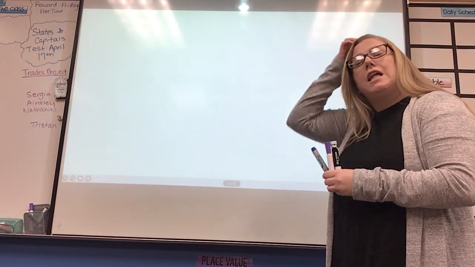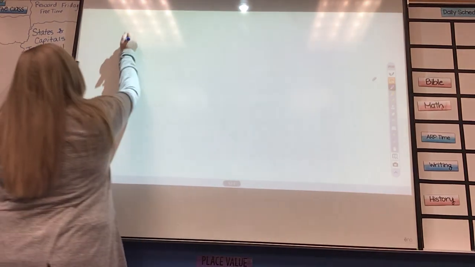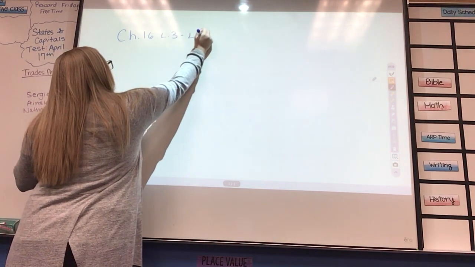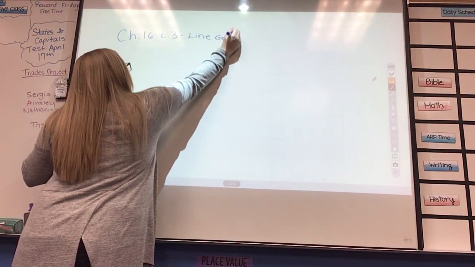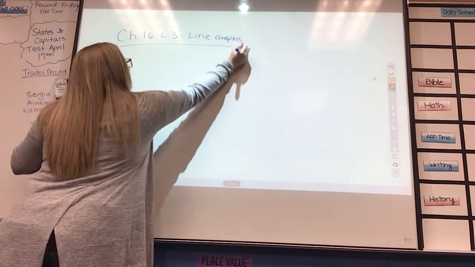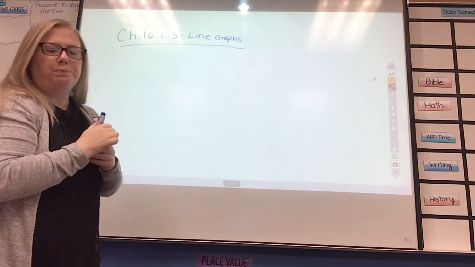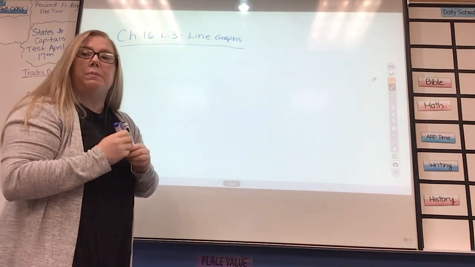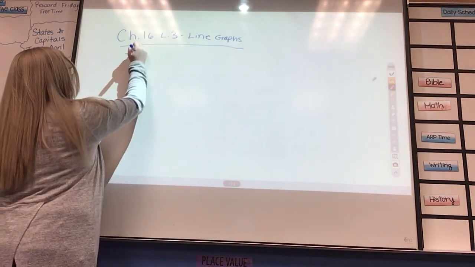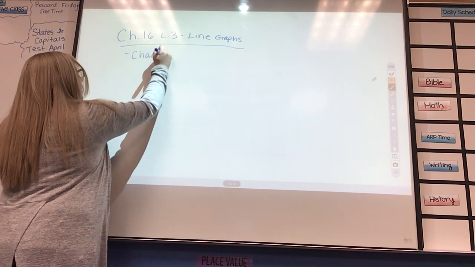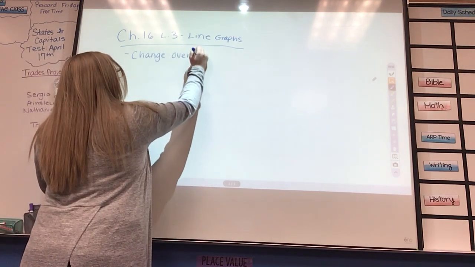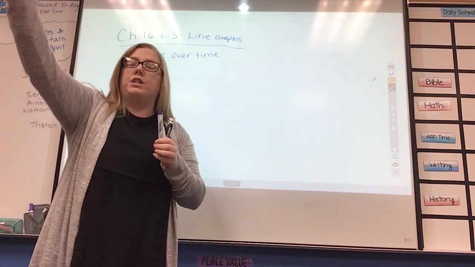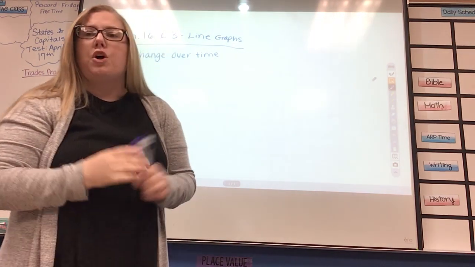Okay, so just like in class, let's go ahead and label it. So I'm going to label this chapter 16, lesson 3, and we're learning about line graphs. The biggest thing that you need to remember about line graphs is it shows change over time. So how much money did I make over a series of months? I would use a line graph to show that.